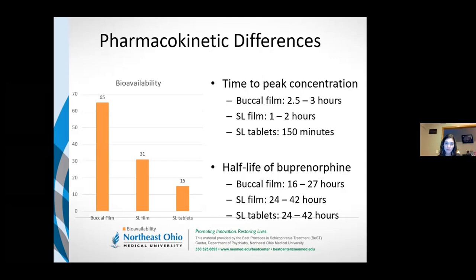From a bioavailability standpoint, I alluded to this earlier, we have pretty significant differences. So more of the dose in the buccal film is delivered compared to the sublingual film and the sublingual tablets. With the sublingual tablets, it does take some additional time, so it is possible that more of that dose gets swallowed. So as you'll see, we have to use higher doses of those sublingual tablets to get the same concentrations for patients.